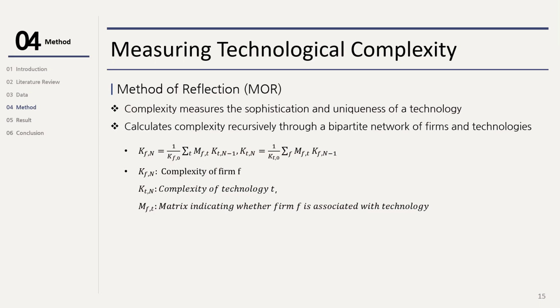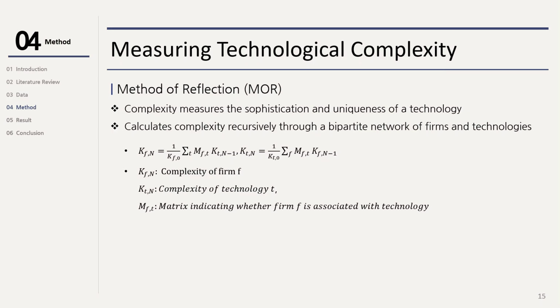Next, we have technological complexity. Complexity reflects the sophistication and variety of technologies. The study used the method of reflections to measure complexity, which involves iteratively analyzing the connection between firms and technologies. Here, K_F,N is the complexity of firm F.